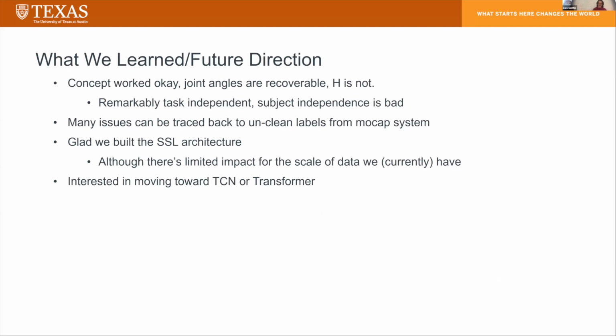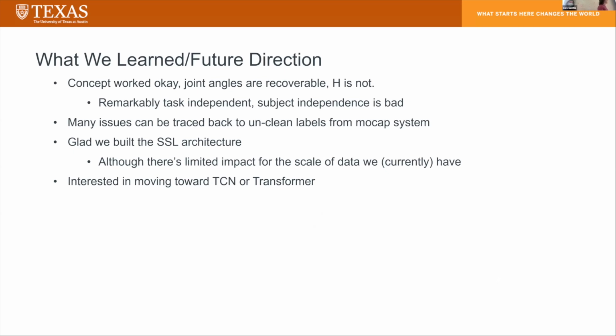Looking to the future, it generally worked well. We were able to recover the joint angles. We think from a dynamics of systems perspective, H was just not in the signals that we had. That's why it had such a hard time recovering it, let alone the fact that Theta sometimes gave bad values. We were really happy with the task independence, but the subject independence was unfortunate.